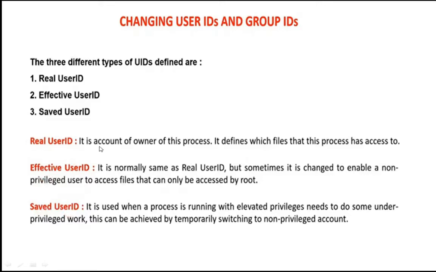Real user ID is the account of the owner of that process. It defines which files this process has access to. For which all files this process has access, that is defined by the real user ID. Effective user ID is normally the same as the real user ID, but sometimes it will be changed to enable a non-privileged user to access the files that can only be accessed by the root.